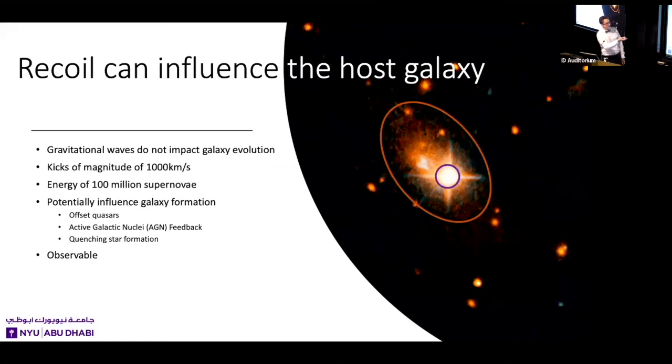And because it's offset from the center, we have offset AGN feedback, which means that we heat up gas somewhere further away from the center. So it's not as localized, and therefore we can quench star formation at different places in the galaxy. And also it's observable, so we can test our predictions from simulations on observations.